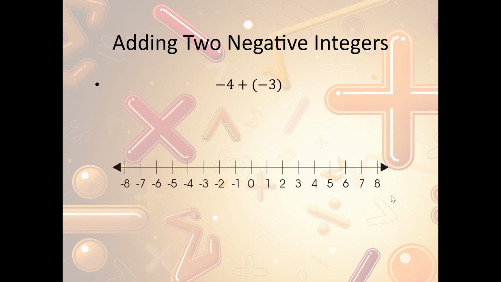Now if we add two negative integers, so we have negative 4 plus negative 3, we're going to start here at negative 4. And we're going to add the opposite, right? Instead of going to the right, we flip and go to the left. So we're going to go to the left, 1, 2, 3. And we end up right here at negative 7.